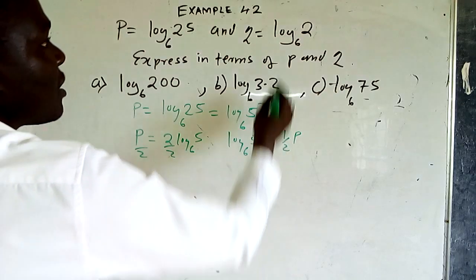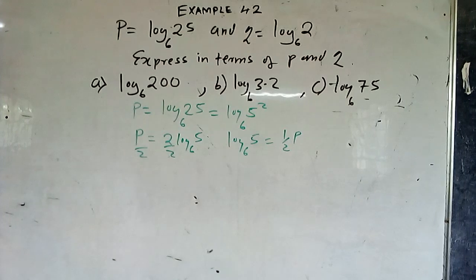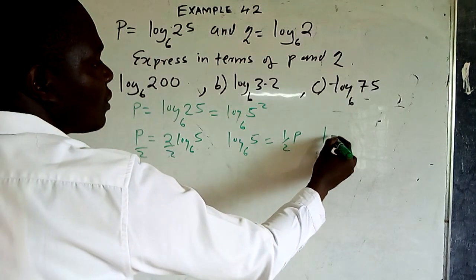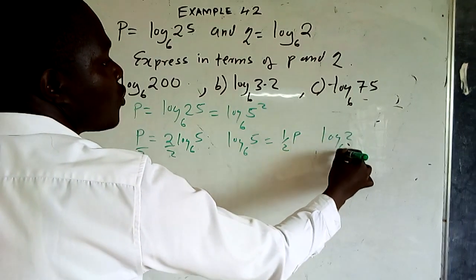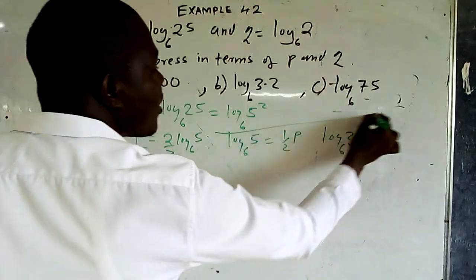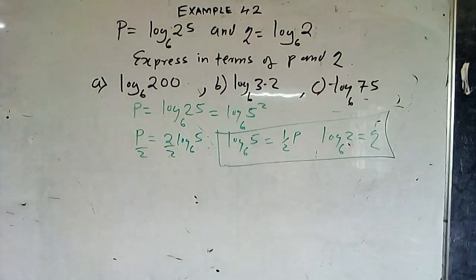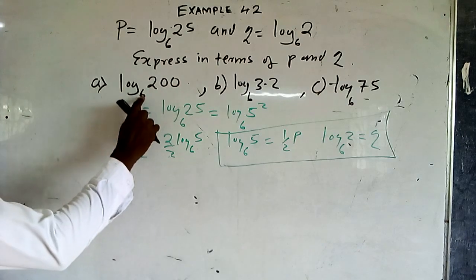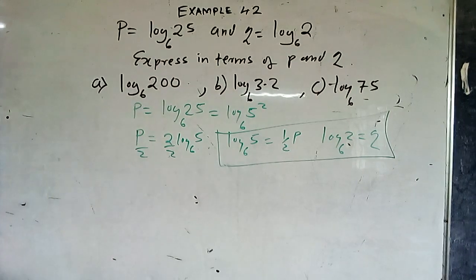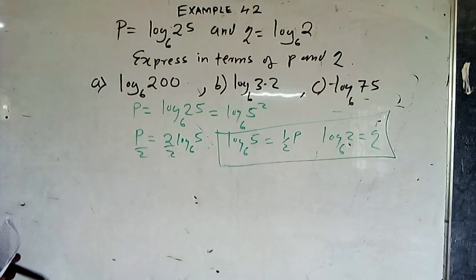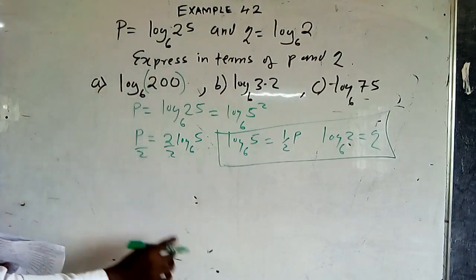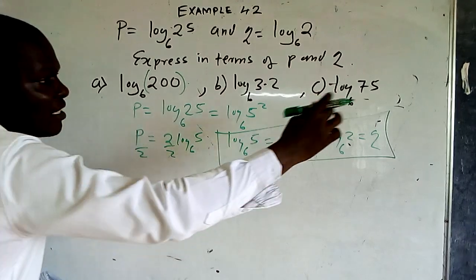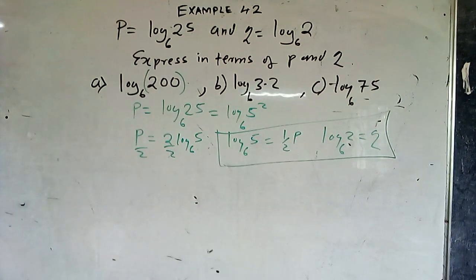Then the next one, Q, is already in its simplest form. Log 2 to base 6 is Q. So these are the two terms we are going to use, meaning we have to express everything in terms of them, with 6 as the base. For part A, this 200 must be expressed in terms of 5 and 2 only. Are you seeing that? Good. So can you express that?